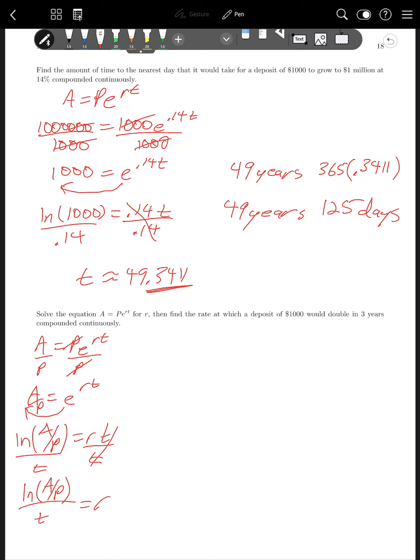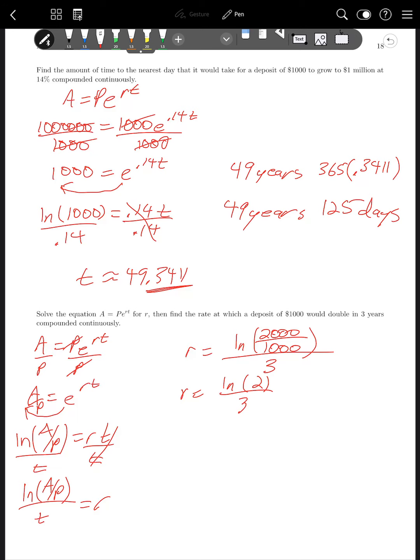So then find the rate at which a deposit of $1,000 would double in 3 years compounded continuously. So if we start with $1,000 and we want it to double, that means we're going to end with $2,000. So this would be $2,000 over $1,000, and the time is 3 years. Now the first thing you should notice here is we simplify and we get 2 inside that natural logarithm. So did it matter where we started? No, because we doubled, and that's the result we get inside.